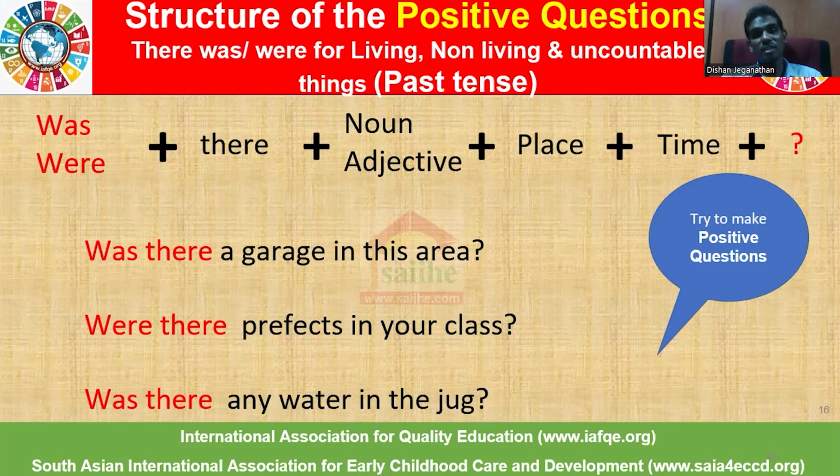Was there a garage in this area? So previously there could have been a garage. So you're asking, was there a garage in this area? Were there prefects in your class? Was there any water in the jar?